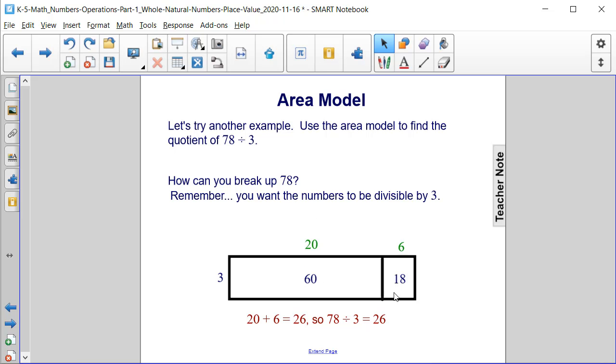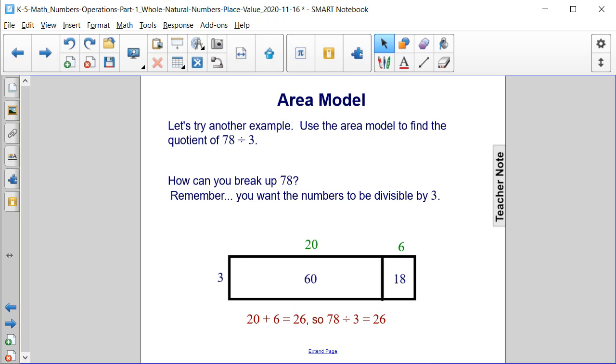78 is equal to 60 plus 18, and then 3 goes into 60 20 times, and 3 goes into 18 6 times, and 20 plus 6 equals 26. So 78 divided by 3 is 26.